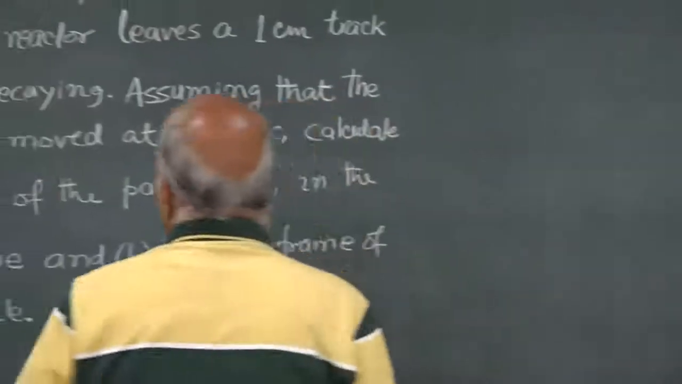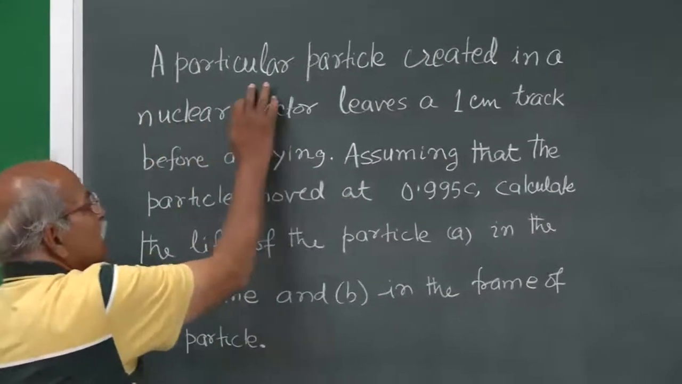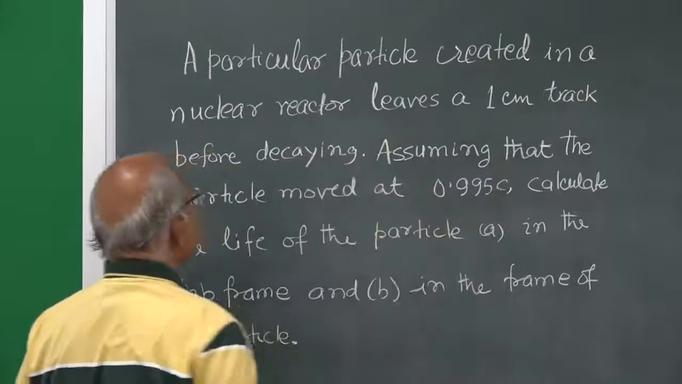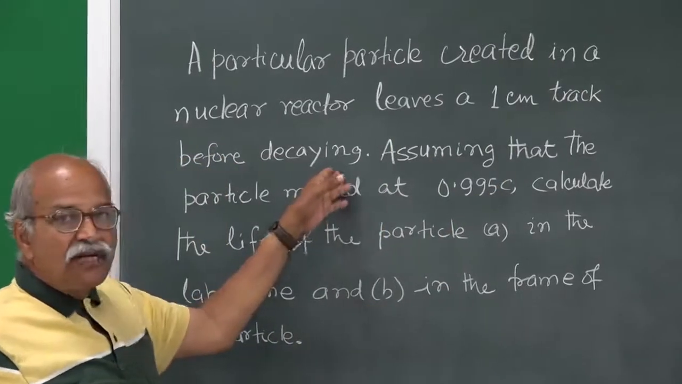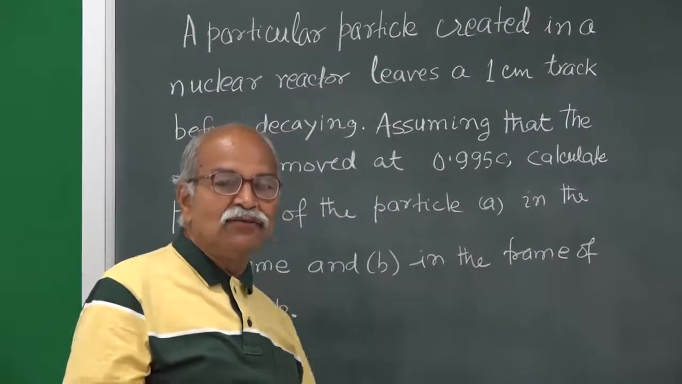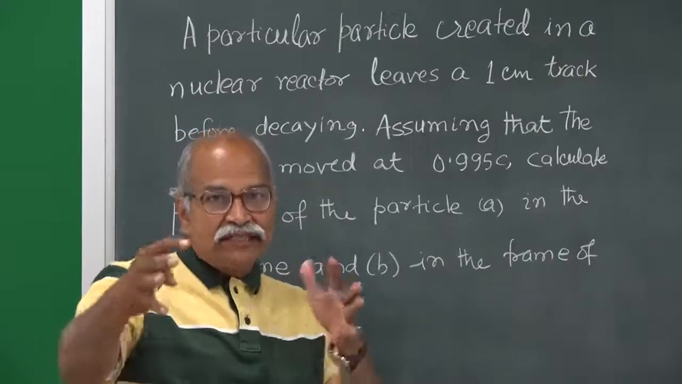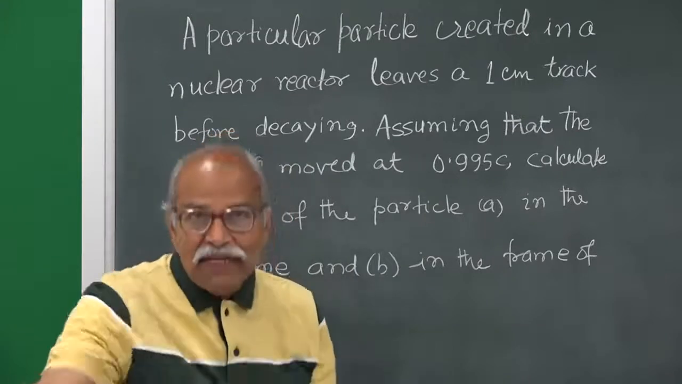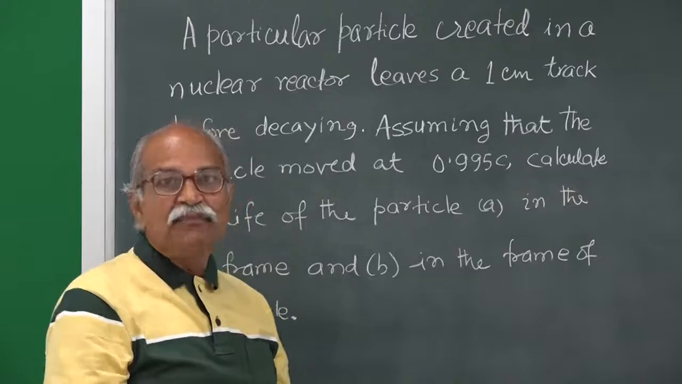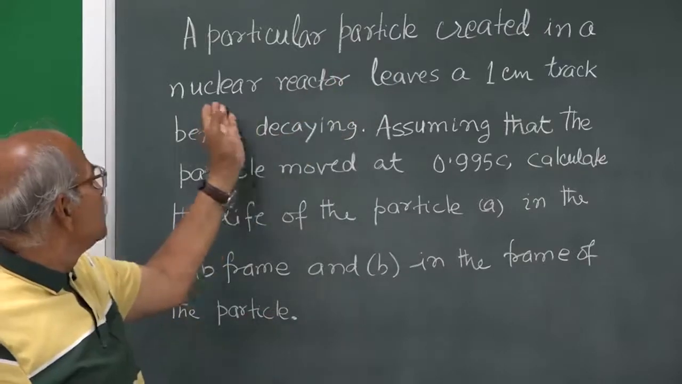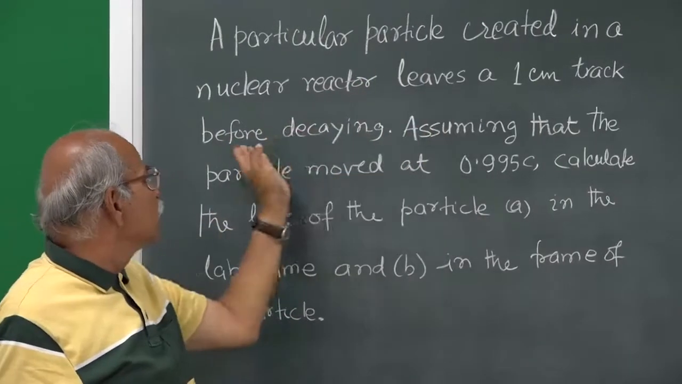So, our first problem is the following. A particular particle created in a nuclear reactor leaves a 1 centimeter track before decaying. So, in a nuclear reactor you have varieties of nuclear reactions taking place, new particles are created and then those particles move, and then in the detector system, there is some kind of detector system. When the particle moves through the medium, it leaves a track, and when that particle decays, then the track is terminated. So, a particular particle created in a nuclear reactor leaves a 1 centimeter track before decaying.